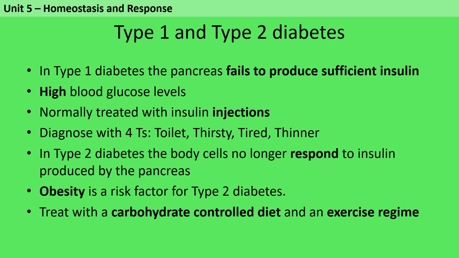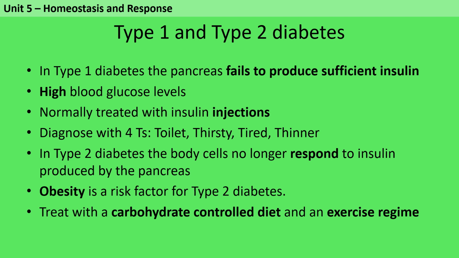It's diagnosed with the 4 T's. Because your blood sugar levels get so high, the only way to get rid of that blood sugar is to urinate it out, so you need the toilet constantly. And also because you're urinating so much, you need to drink constantly, so you're thirsty all the time. Because so much of the sugar that should be going into your muscles as glycogen is being wasted and urinated out, you're tired all the time because you don't have enough energy, and you often lose weight as well.